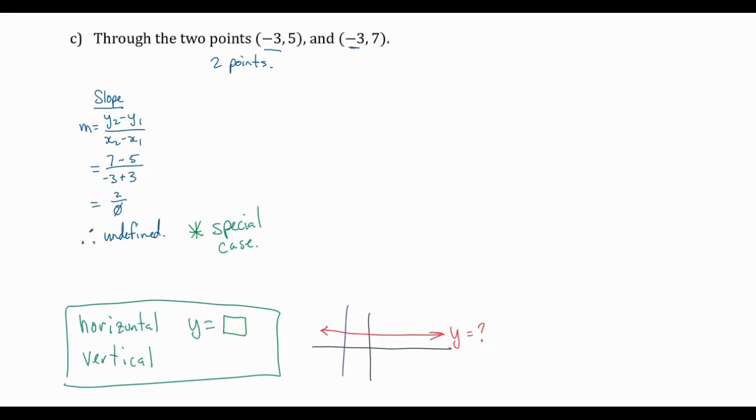A vertical line looks like this. What's not changing? X. X is always the same. So it's X equals something. So a vertical line always has the form X equals something.